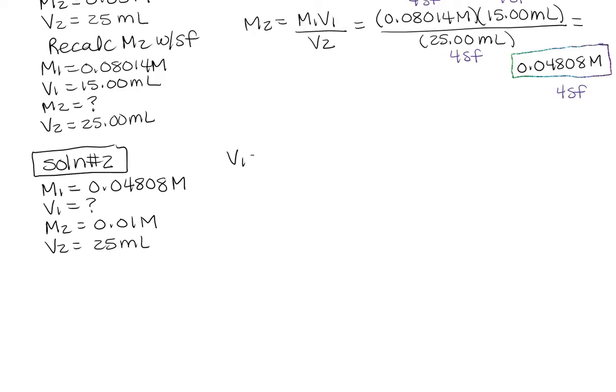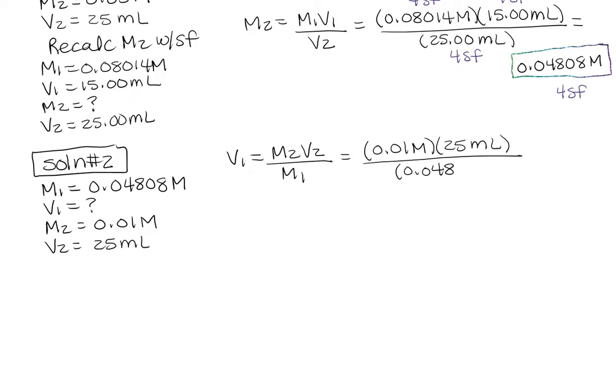So we already rearranged the equation earlier. V1 equals M2 V2 over M1. So we'll plug in these values. M2, 0.01 molar, V2, 25 mL, remember for this first calculation, we don't need to worry about sig figs, divided by M1, 0.04808.